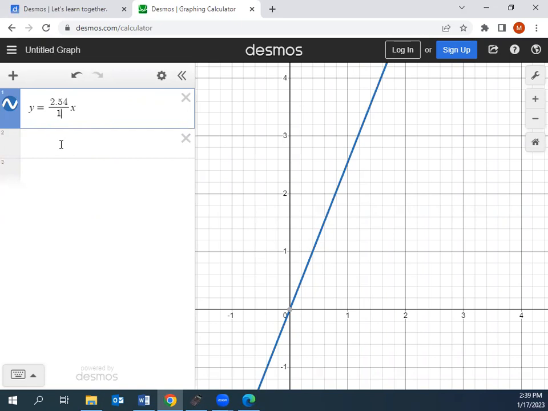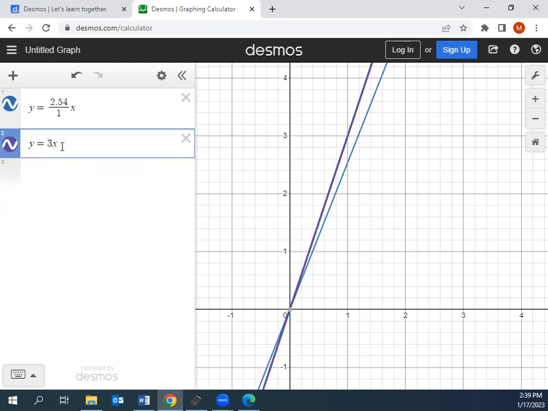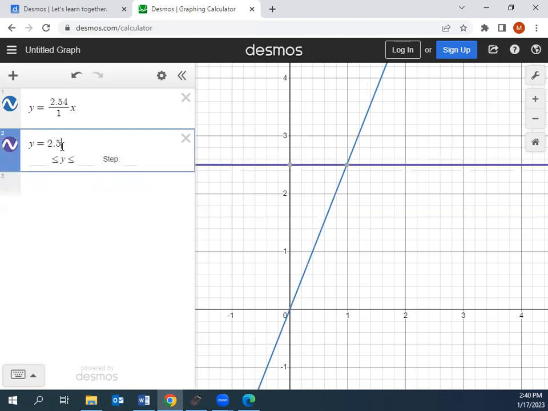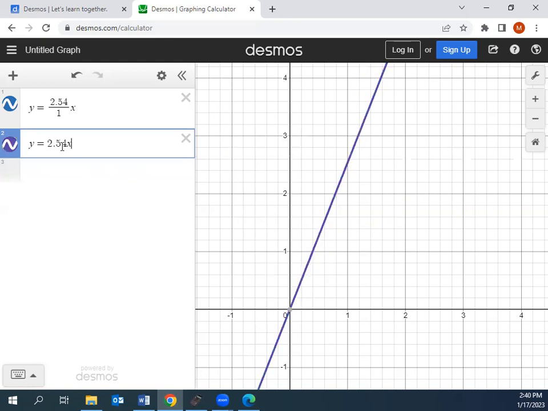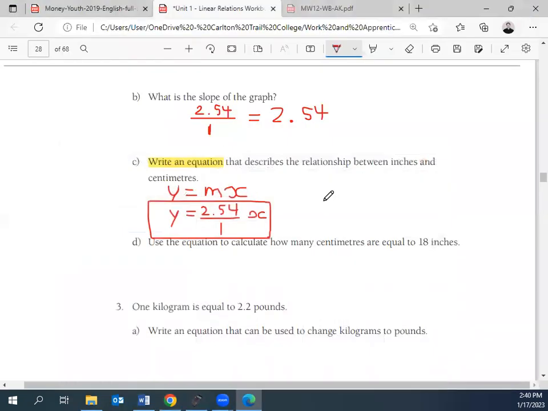It's okay to guess. I'll just quickly put it in here. So if I put 3x, you see how the purple one's different there? So if I put y equals 2.54x, it's the exact same line. So this over 1 here doesn't actually matter. It's just an invisible thing we put. So just so you're aware, I like to keep it as a fraction. You don't have to, but this is our formula now with that line.